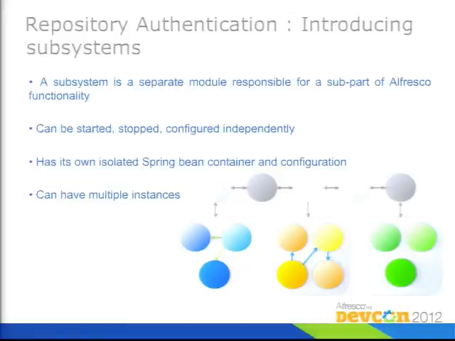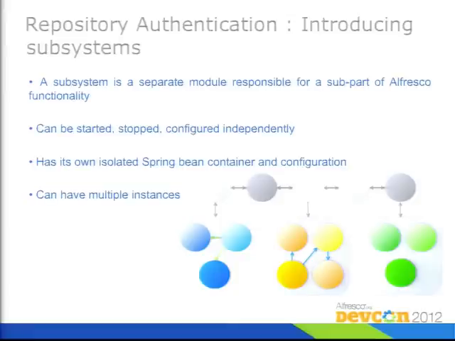With subsystems introduced, since it is a separate component, we can start and stop it without stopping the whole server. Let's say we have many authentication mechanisms configured to run in production, and we have a problem in one mechanism. We will not shut down the whole Alfresco server; we will shut down only the subsystem where we have the problem, and there will be no downtime for us. This is a feature introduced by subsystems.